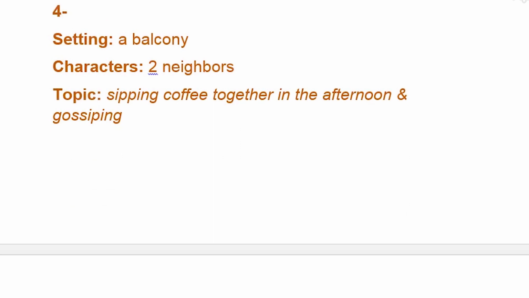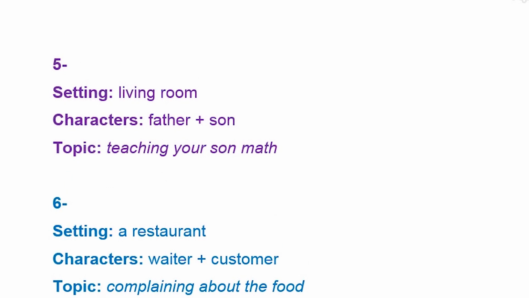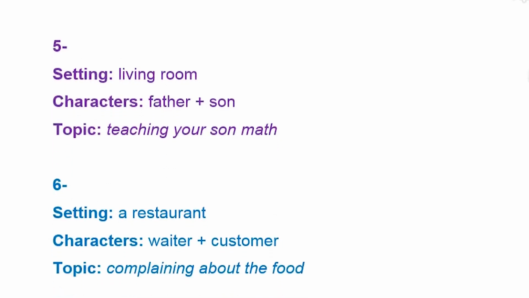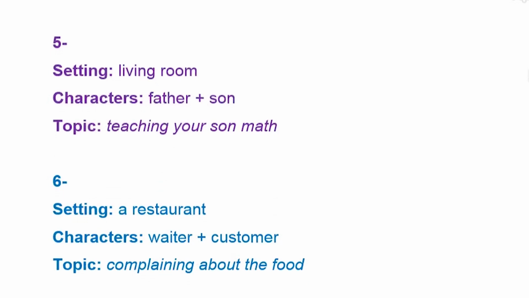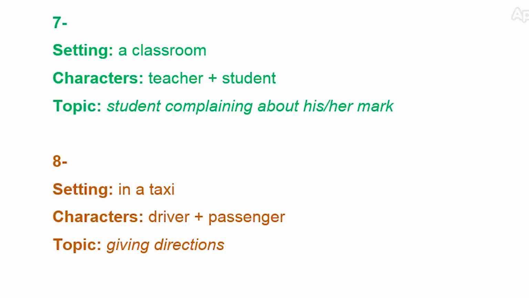It's like 2 neighbors sipping coffee together in the morning and gossiping. The fifth one is so funny. A father and a son, or a mother and a daughter, whatever, and like one of the parents teaching math to their child. The sixth one is cheesy. A waiter and a customer, and the customer complaining about the food. The seventh one is also a favorite because you get the students to be in your shoes. So it's like basically a teacher and a student, and the student complaining about his or her mark. The last one is in a taxi between a driver and a passenger, and the topic is given directions.